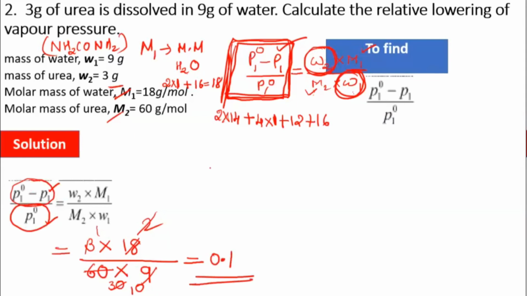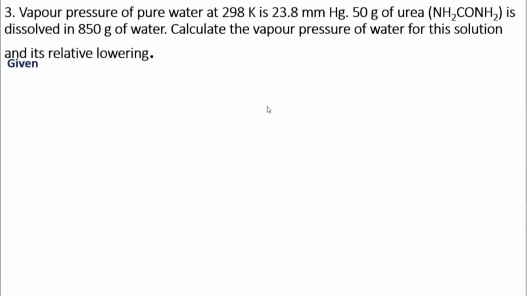But if you're talking about lowering in vapor pressure, then that should be written in terms of whatever pressure unit is given. But when you're calculating in terms of relative, they get cancelled. Okay, got the difference? When the unit comes and when the unit is not to be taken. Okay, we'll go for next now. Write down third one.